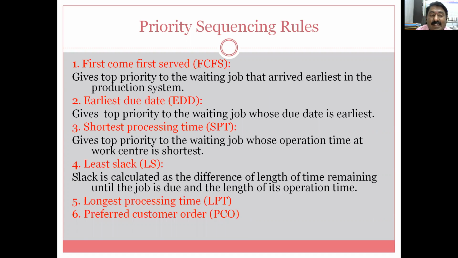Earliest due date, the second criteria, gives top priority to the waiting job whose due date is earliest. For example, though 10 jobs are waiting, one of the jobs has a due date after 3 days. And if you compare the other remaining jobs, not a single job is required this week. So this is the criteria which will give priority to the earliest due date. It is required to be dispatched to the customer within 3 days. So this job is required to be taken first. This is important.